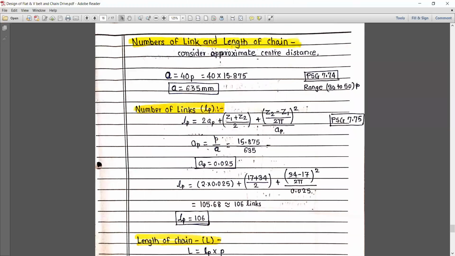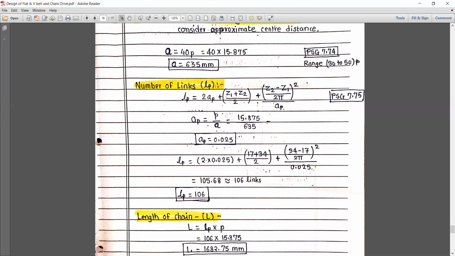Number of links and the length of chain. Considering the approximate center distance, denoted by small a, which is equal to 40p. Referring to PSG page number 7.74, the range given is between 30 to 50, or you can say center distance is equal to 30 to 50 times the pitch. Here we have considered the mid one, 40 into p, that is the relation. So the approximate value of center distance is equal to 635 mm.